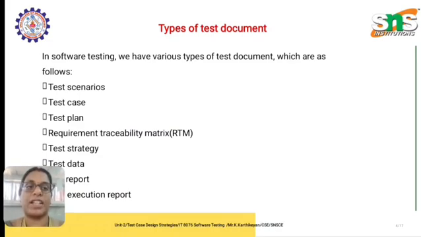Requirement traceability matrix is nothing but tracing back whether our product has met all the requirements or not. Next one is the test strategy, the strategies involved in the testing activity once the implementation is over. Test data is the data which is required for performing the testing. Next one is the test report. In the test report there will be actual results as well as expected results. We need to make the comparison, and if any bugs are identified, we need to rectify them as soon as possible. Next one is the test execution report.